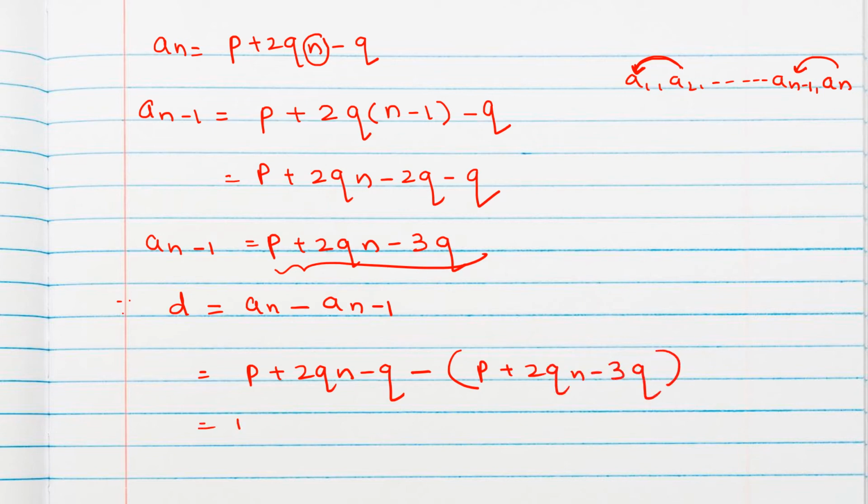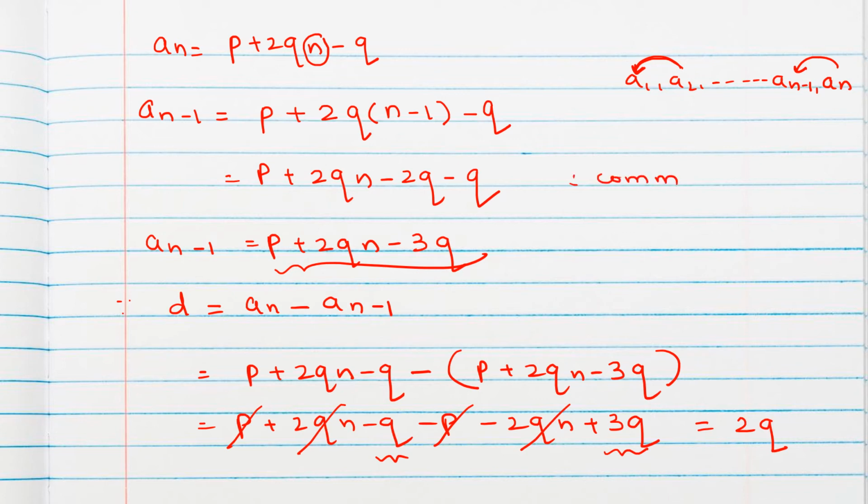Now open the bracket with the minus sign. Minus P minus 2Qn and plus 3Q. So P minus P we can cancel, 2Qn we can cancel, and 3Q minus Q we can write as 2Q. So therefore the common difference will be 2Q.